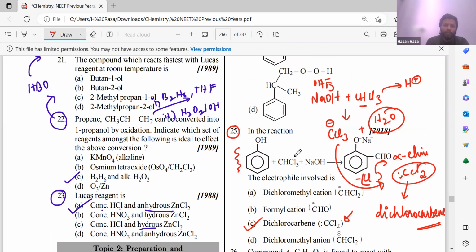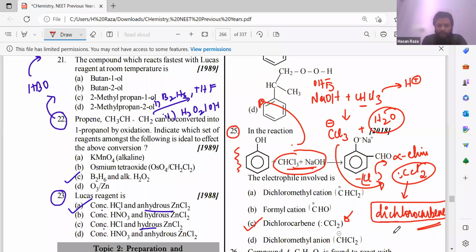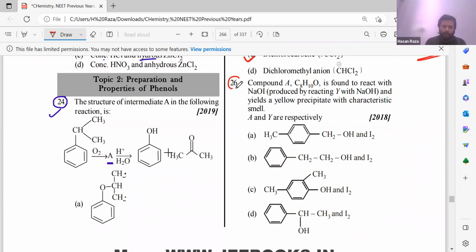So this is the Reimer-Tiemann reaction. Yes, exactly, this is your Reimer-Tiemann reaction. So in the Reimer-Tiemann reaction, the intermediate is dichlorocarbene, not haloform. I just got confused because chloroform is there, that's why I said haloform. So this is your Reimer-Tiemann reaction. Please do remember this. This is your haloform reaction with NaOI. So please do it.